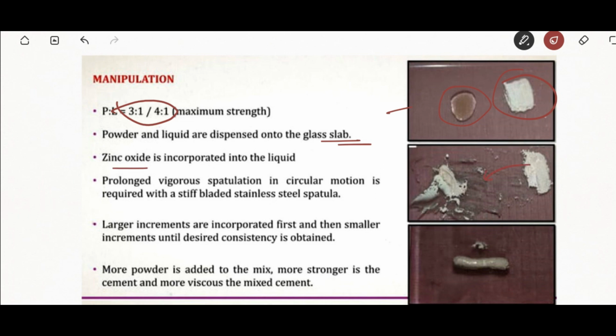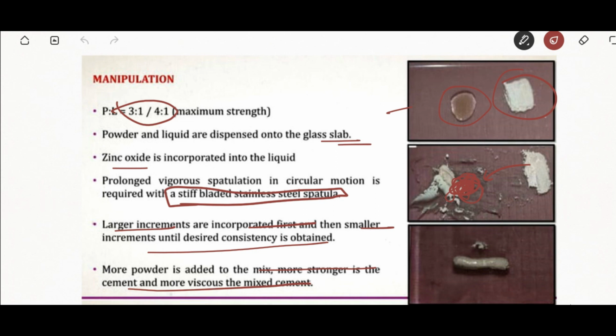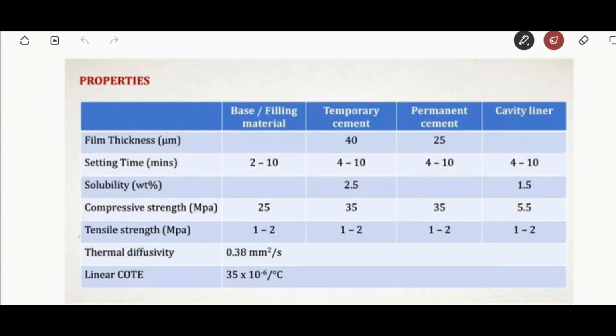The powder-liquid ratio is 3:1 to 4:1. The powder and liquid are incorporated on a glass slab. The zinc oxide is incorporated into the liquid. Vigorous spatulation in a circular motion is required with a stiff-bladed stainless steel spatula. The larger increments are incorporated first, followed by smaller increments, until the desired consistency is achieved. More powder is added to the mix to make it stronger and more viscous.